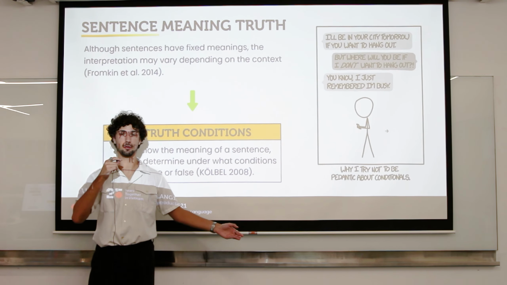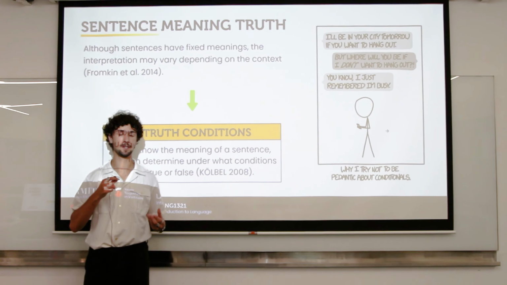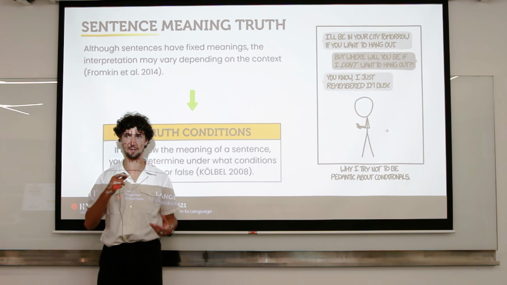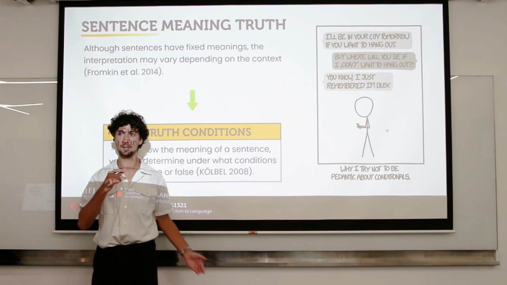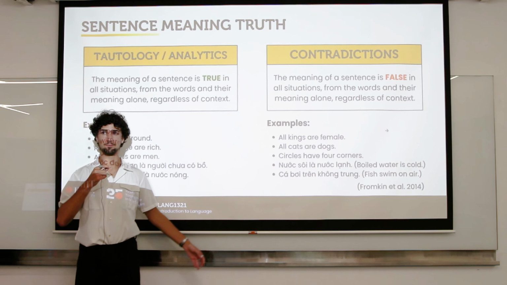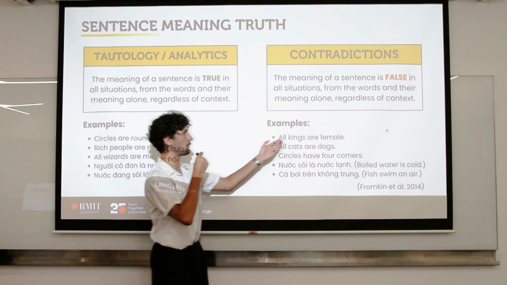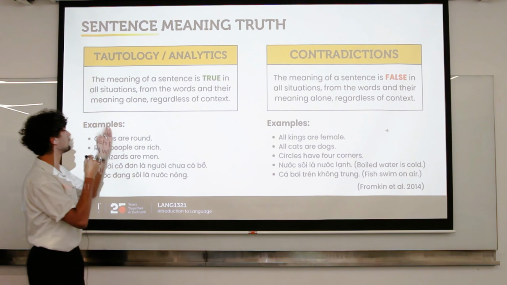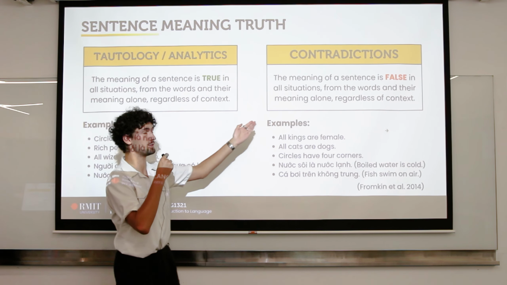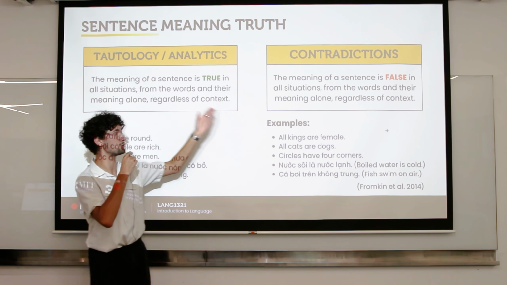So, when you have a sentence, you have to determine if it's true or not. The interpretation of a sentence may vary according to the context. This is why truth conditions are important, because if you know the meaning of a sentence, you can determine under which conditions it is true or false. This is what we can see with these two examples: circles are round, and all kids are female. In the first sentence, the meaning is true in all situations. In the second one, the meaning is false in all situations. This is what we call a tautology and a contradiction.